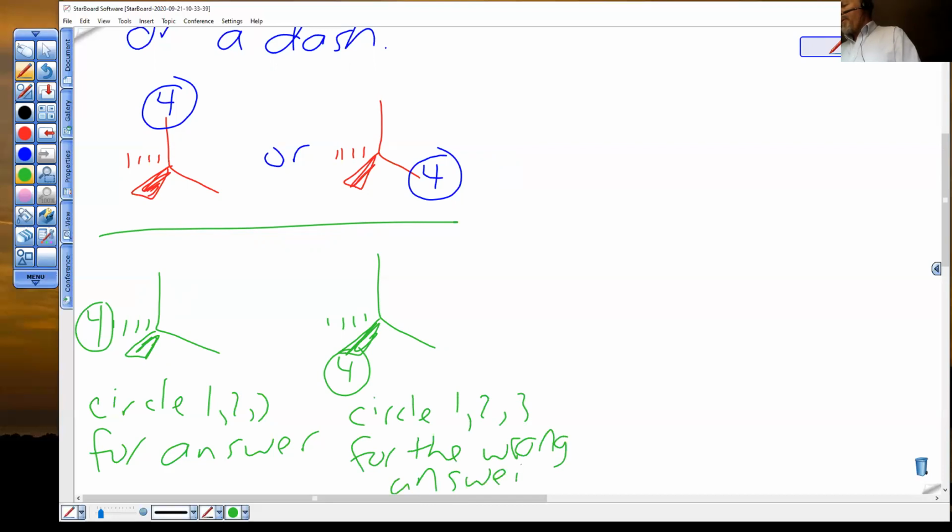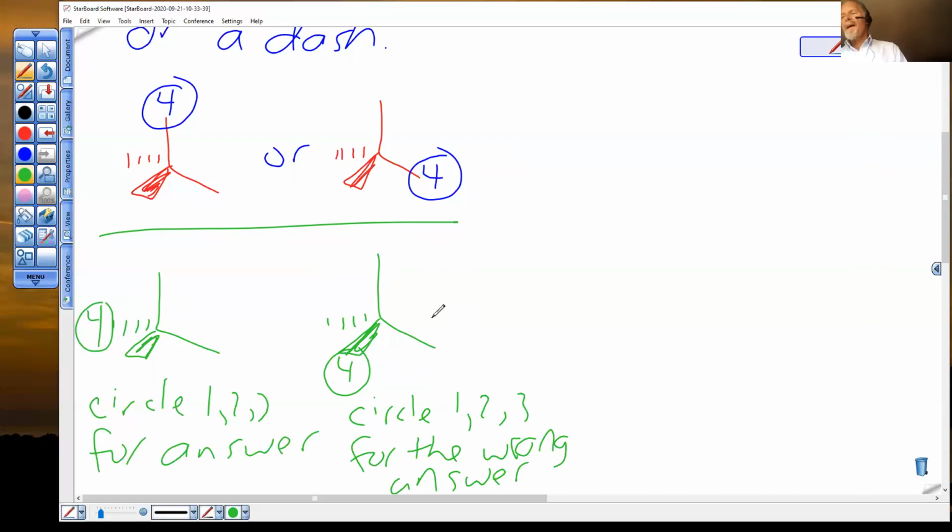Isn't the rule to put the number 4 on a dash? So what's 180 degrees away from a dash, which means you're standing on the wrong side of the molecule. A wedge is 180 degrees from a dash. So if you connect 1, 2, and 3, here it's clockwise, but when I'm behind the page, it's going to be counterclockwise. So the R is wrong and the S is right.